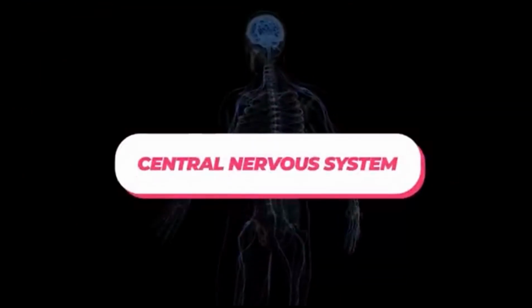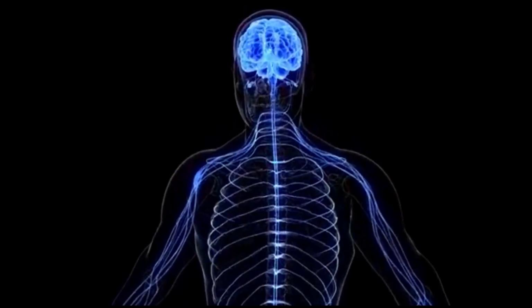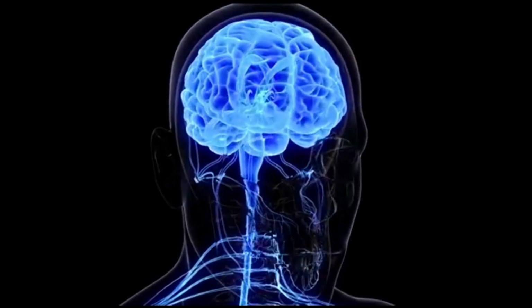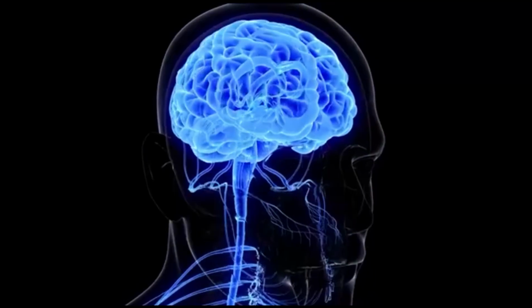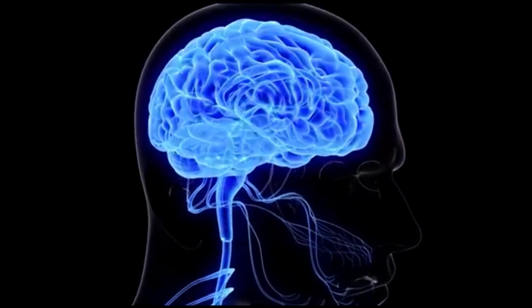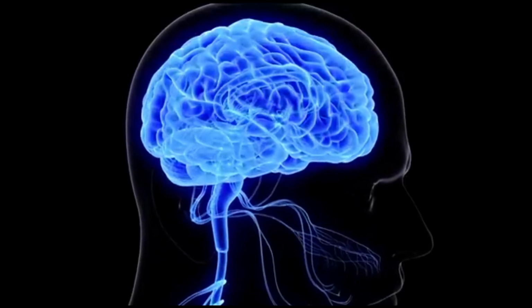Central nervous system. The central nervous system is the control center of the body. It consists of the brain and the spinal cord, and is responsible for processing and integrating sensory information, controlling movement, and coordinating the body's functions.